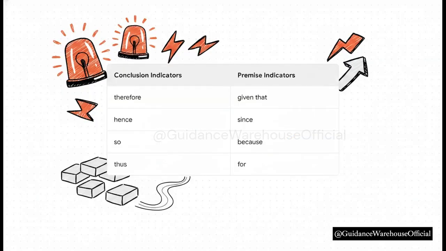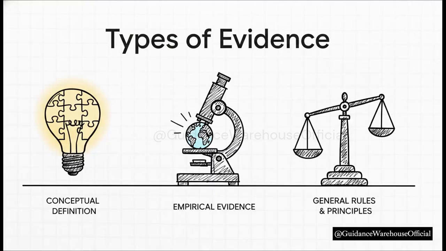Luckily for us, language has built-in sirens that announce these structural parts. If someone uses words like therefore, hence, or thus, alarms should be ringing in your head. A conclusion is arriving. The roof is being placed. But if they use phrases like given that, since, or because, well, they're handing you their raw materials. They're building their load-bearing walls and laying down those premises. Once you hear those indicator words, you'll notice the premises usually come in a few distinct flavors, and knowing the difference is absolutely crucial for tearing them down later.